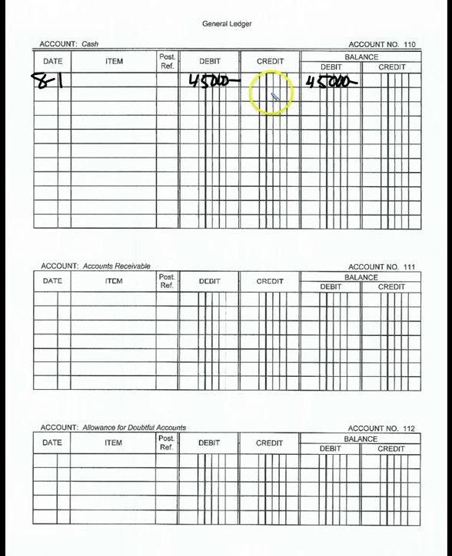Now if there's another transaction, let's say a credit for 100, then our balance went from 45,000 minus 100, it would go down to what? 44,900. So you just keep an ongoing balance. Okay, I'm going to erase this last part. So, let me put that $45,000 back in there for the balance.